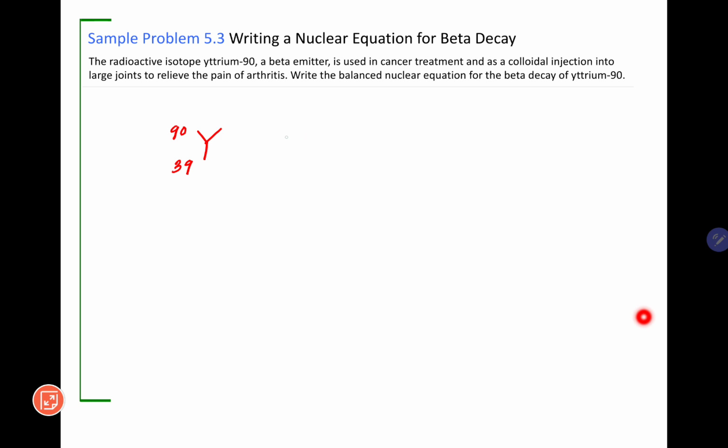So you have that. And then it says that yttrium 90 is a beta emitter, so you must get beta particles, and then something else, right?